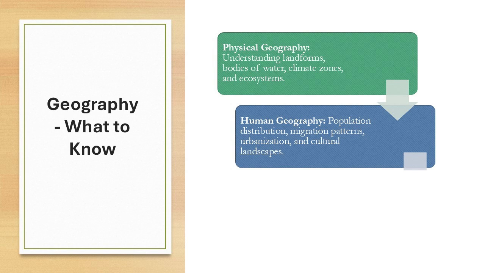Migration patterns are also important. People move for various reasons. Some move due to natural disasters like floods or droughts, while others migrate for better job opportunities or to escape conflict. Migration has both short-term and long-term impacts on the areas people leave and the areas they move to.